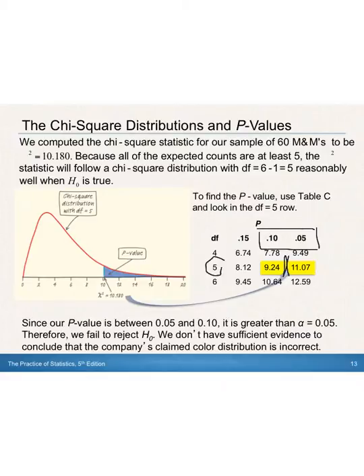So once again, our chi is always going to be this skewed to the right thing. It's always going to be positive because of the squared part of the chi.